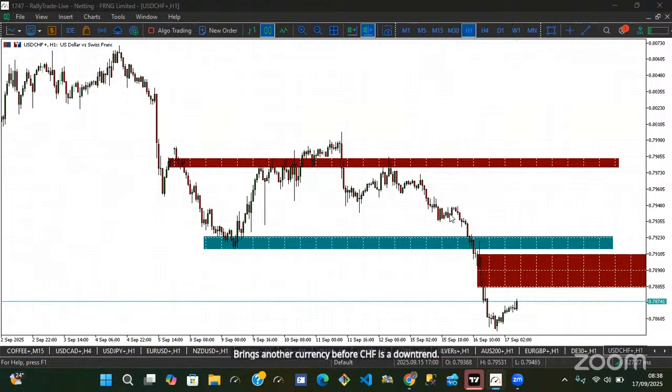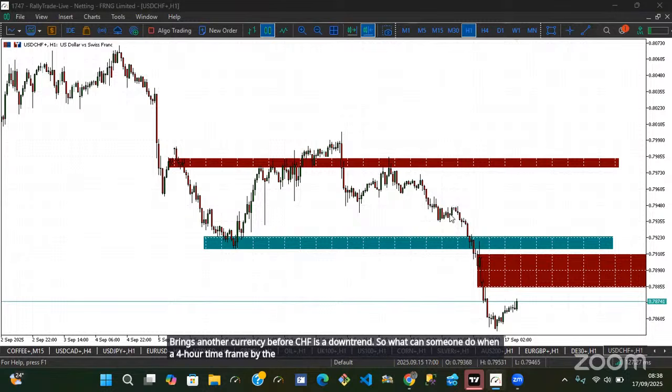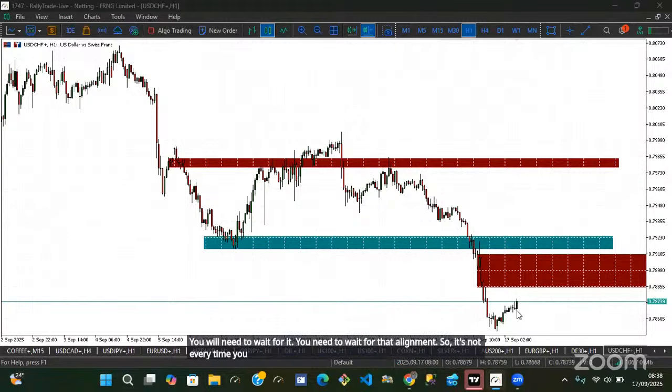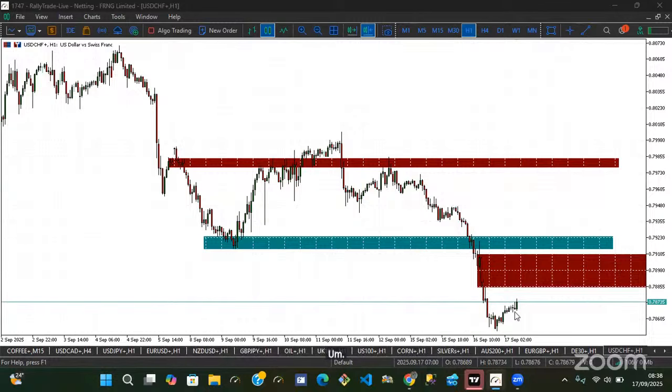So what can someone do when the 4-hour time frame and the daily time frame don't align? Example is GBP. You will need to wait for that alignment. So it's not every time you will have a trade immediately to enter. Like we have USDJPY now a buy. There are times where you need to wait for that alignment before you enter the buy. Just like I told us, we are waiting for Euro USD to edge down first before we continue buying, right? So sometimes you need to wait for it.